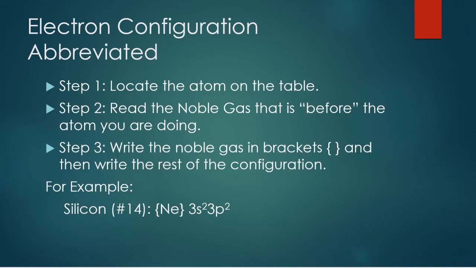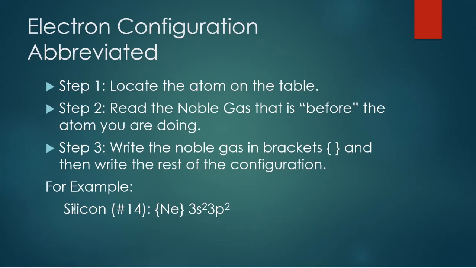The last type of electron configuration I'm going to show you, you will not be tested on this, but this is something we'll practice a little bit just because as you go forward, it's something you may see. So again, the electron configuration, but abbreviated. And the first step in this one is you will locate the atom on the table just like you did when you wrote them. And then you're going to read the noble gas that is before the atom you are doing, which I will do for you. I'll show you some examples. And then you're going to write the noble gas in brackets and then write the rest of the configuration.